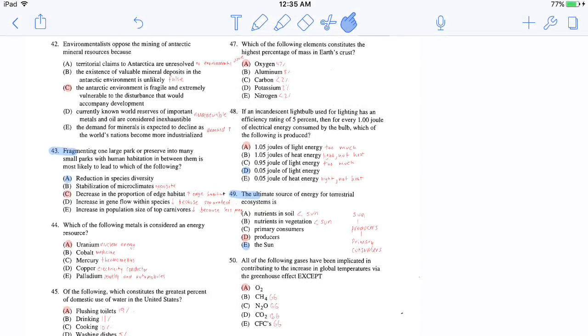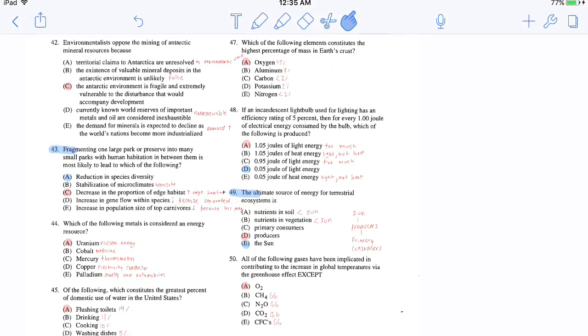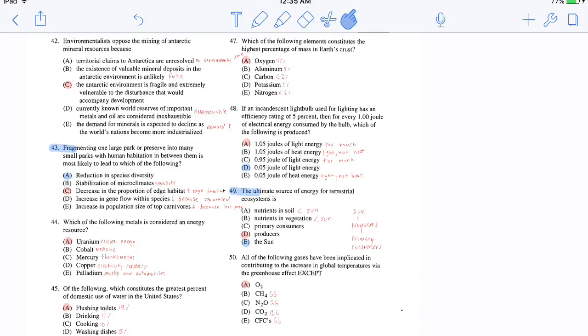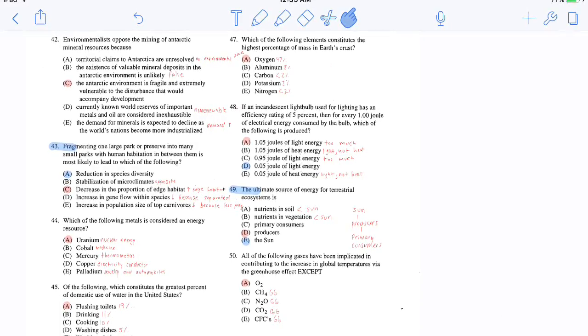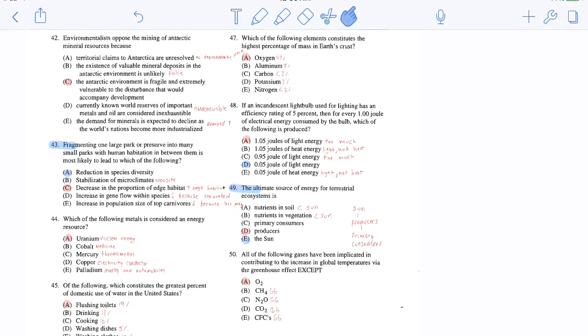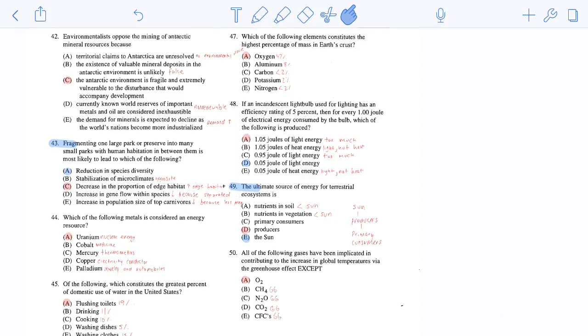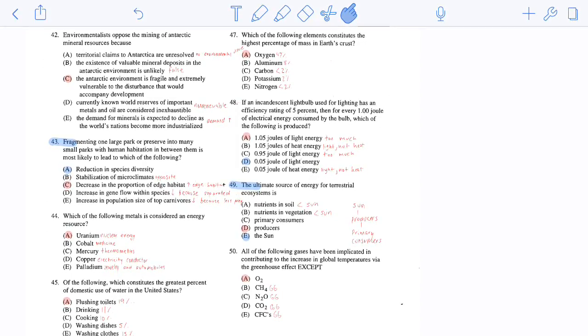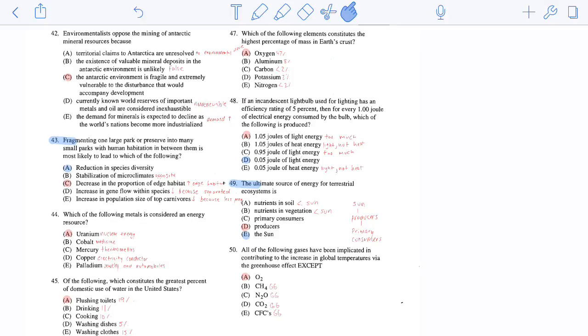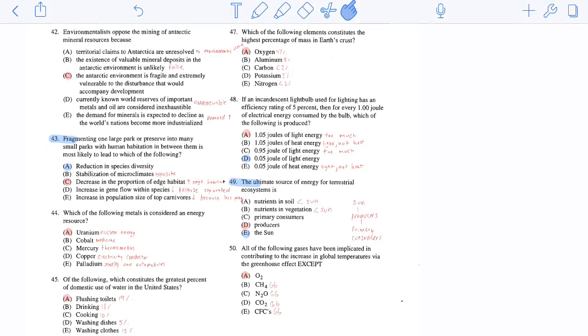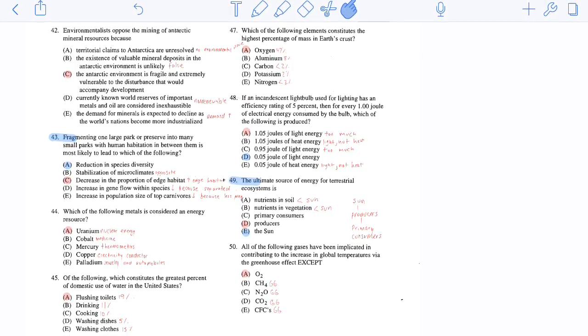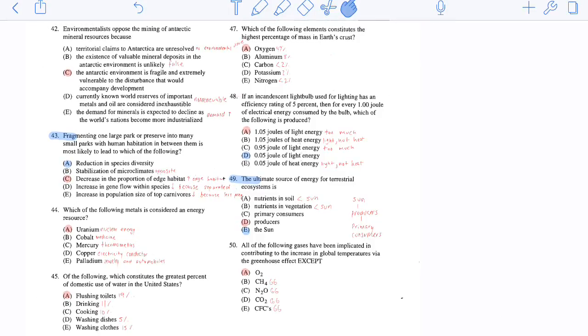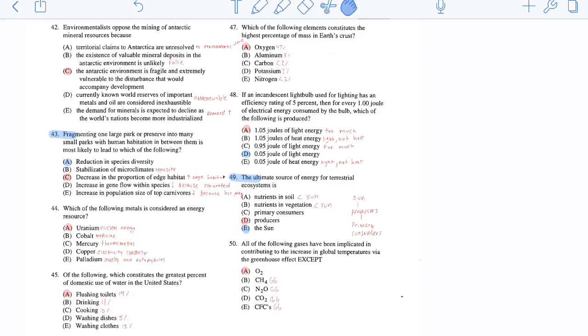Number 42, environmentalists oppose the mining of Antarctic mineral resources because C, the Antarctic environment is fragile and extremely vulnerable to the disturbance that would accompany development. Option A, there is no environmental issue. Option B, it is false. Option D, it is non-renewable. Option E, the demand would rise.